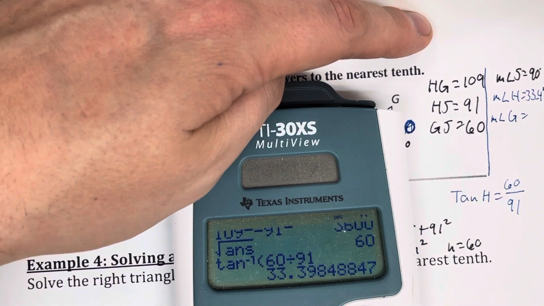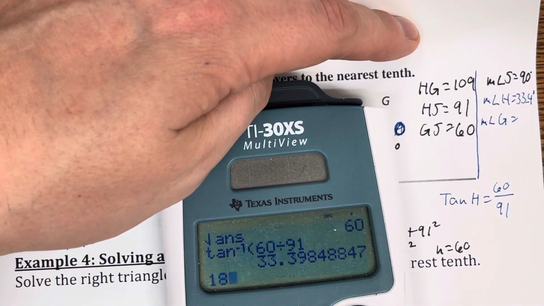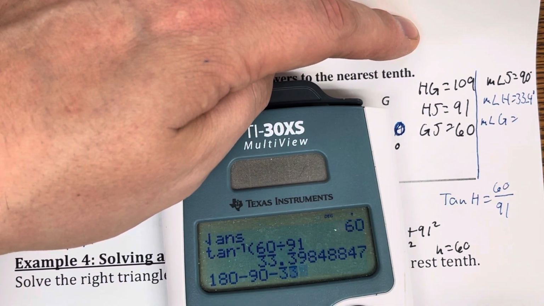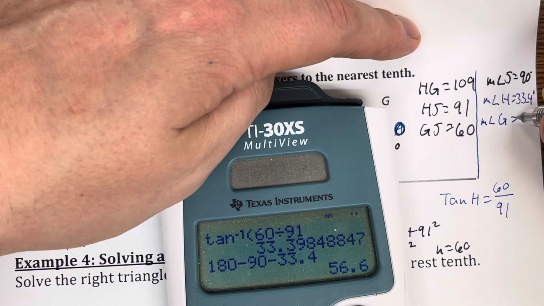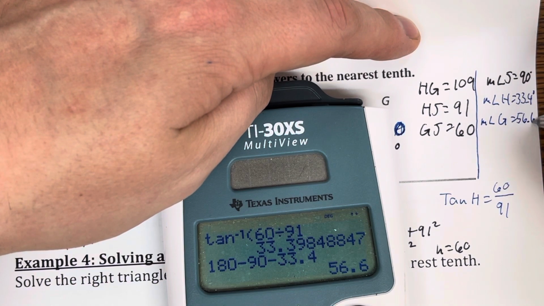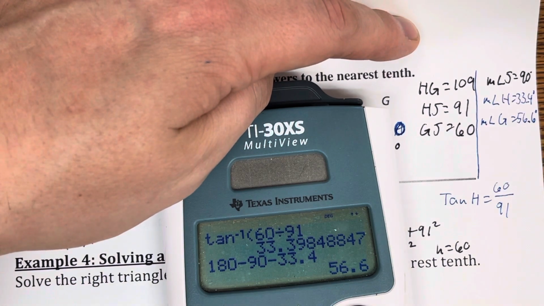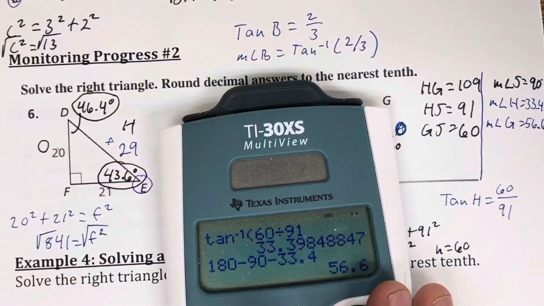And then to find the third, we just have to subtract. So 180 minus 90 minus 33.4, 56.6 degrees. We found all of them. All right, so that's solving the right triangle.